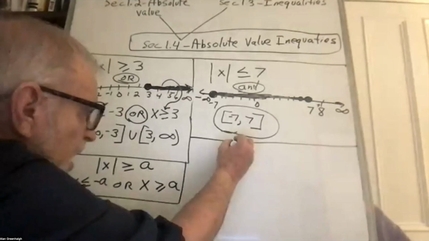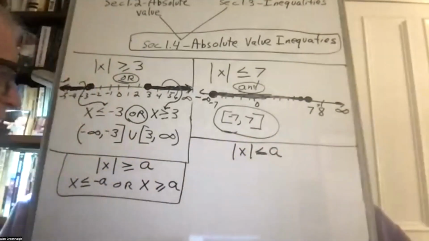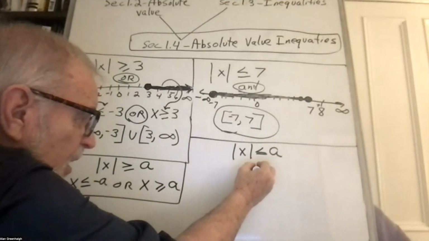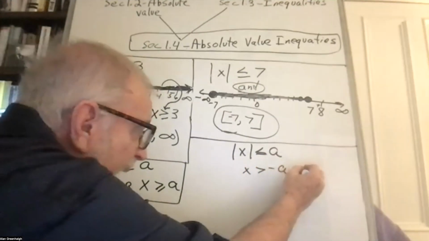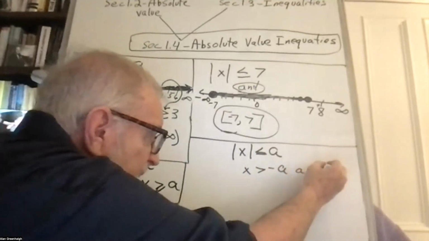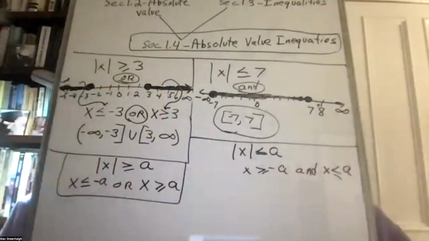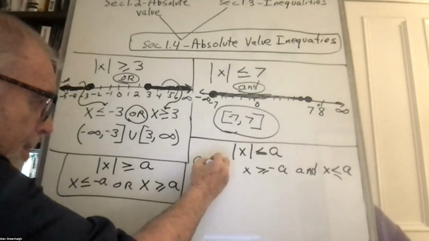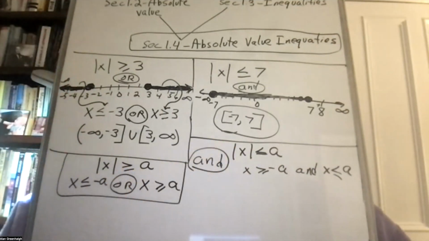And here, it's going to be x greater than or equal to negative a and x less than or equal to a. So this is an and situation, and this is an or situation.